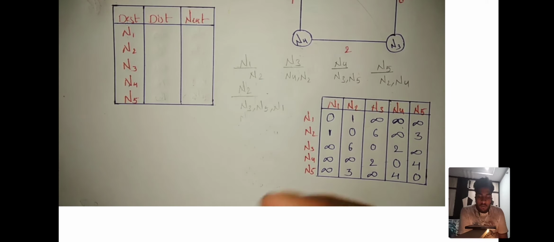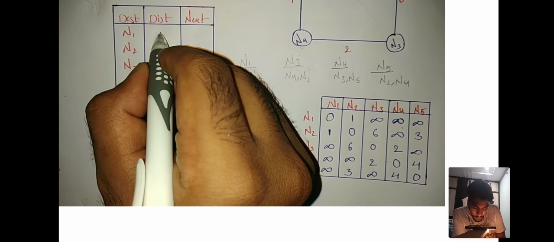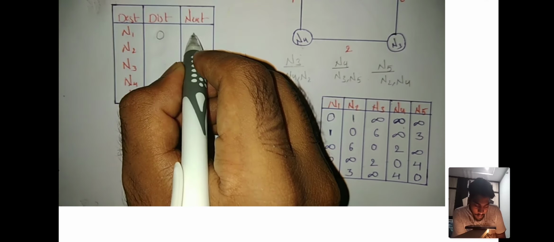Now we'll create the new routing table of n1. For the new routing table of n1, we will use the information of the n2 distance vector. Now we have to go to n1 from n1. Obviously the distance is 0, and the next node is n1 only.